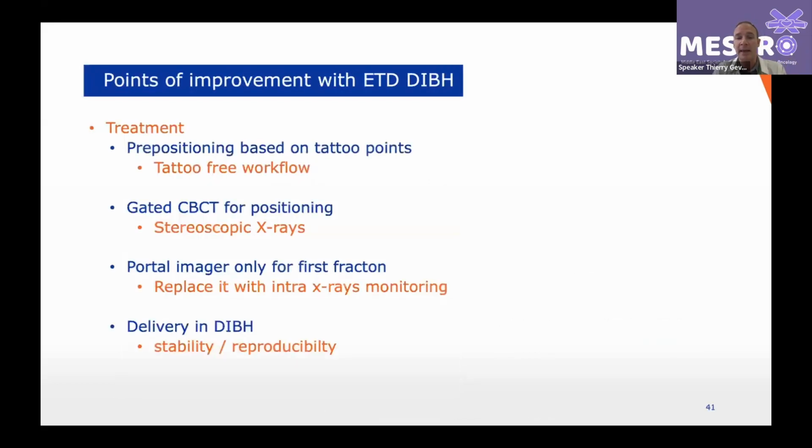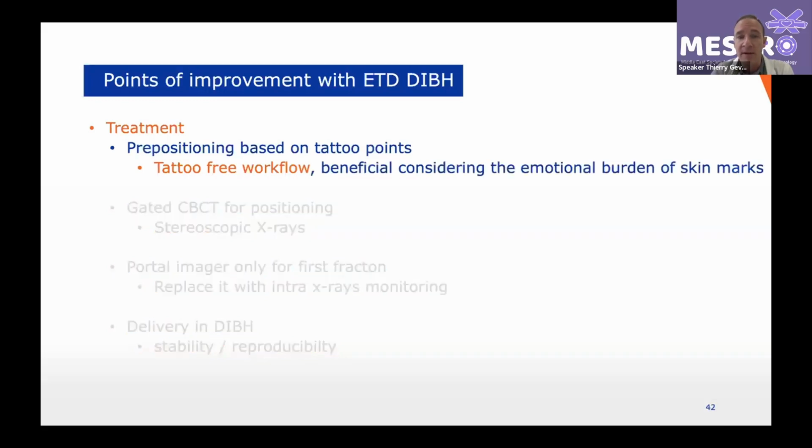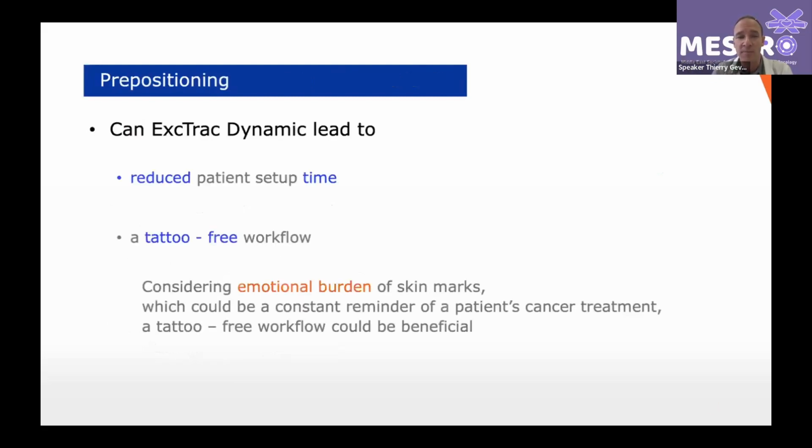We know it's happening. And these are the 4 points that we want to evaluate, whether or not we can have some added value by having the ExacTrac in our department. Surface guidance: not only the ExacTrac, but all kinds of surface guidance. We know that we can go to a tattoo-free workflow. What does it mean?